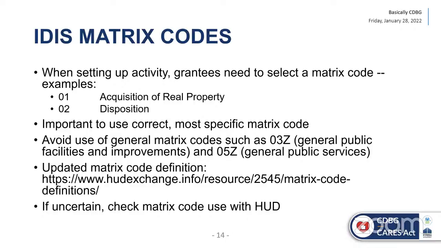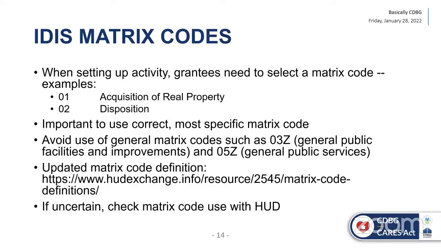And so that's a good thing, but we really don't want to have to try to fix that after the fact. So it's very important to really know when you're setting up your activity what matrix code I need for this specific activity. So there is a matrix code definition chart, and that's available on the HUD Exchange. It's also part of the CDBG IDIS manual in the appendices. And the appendices go through descriptions of the matrix codes, so you can really look through and see what's the most specific one.